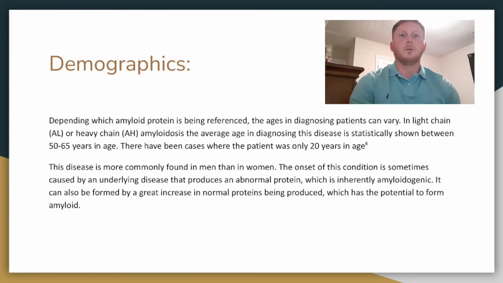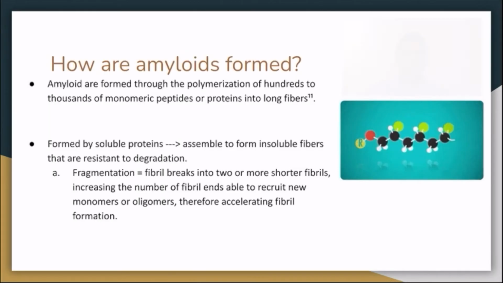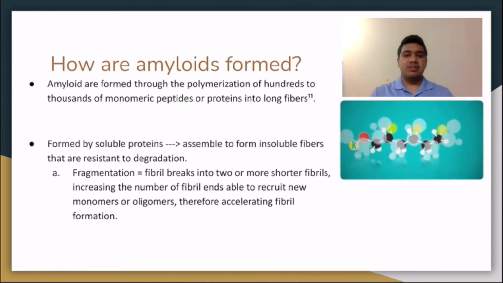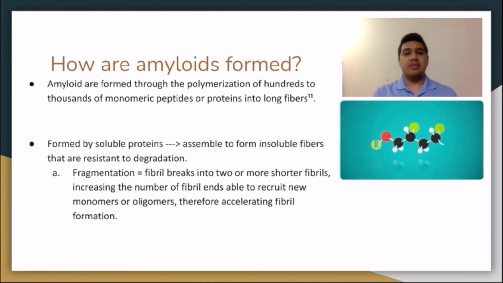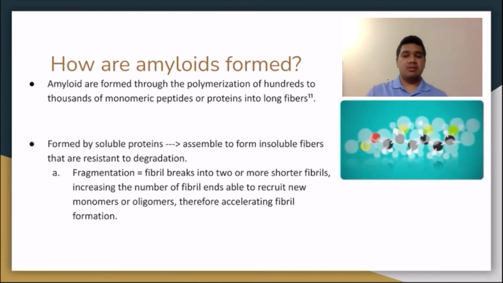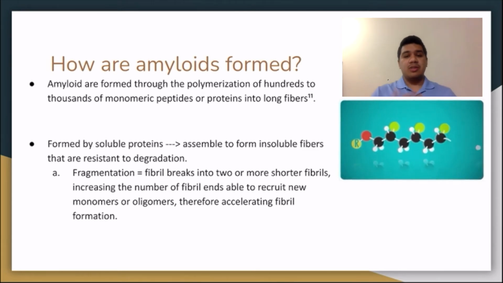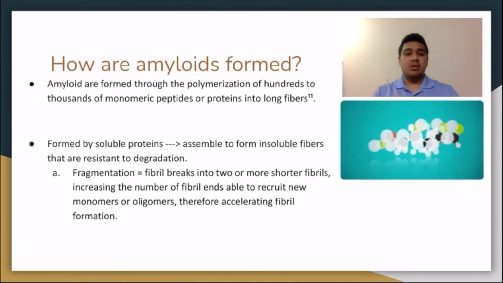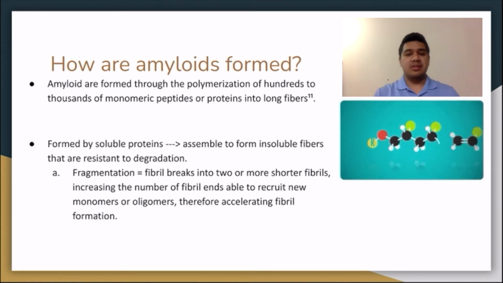It can also be formed by a great increase in normal protein being produced, which has the potential to form amyloid proteins. Amyloids are formed through the polymerization of hundreds to thousands of monomeric peptides, or proteins, to form long fibers. These are formed by soluble proteins, which assemble to form insoluble fibers, which are very resistant to degradation.